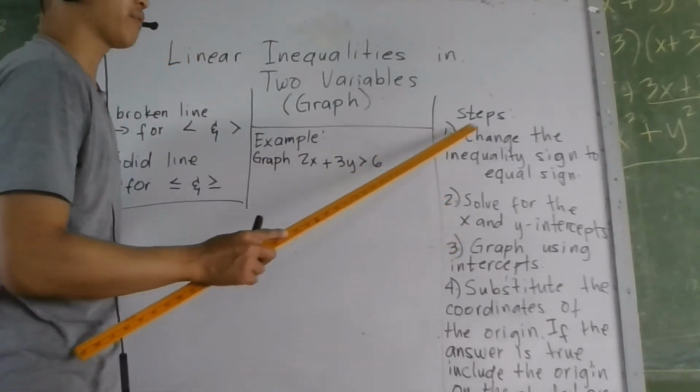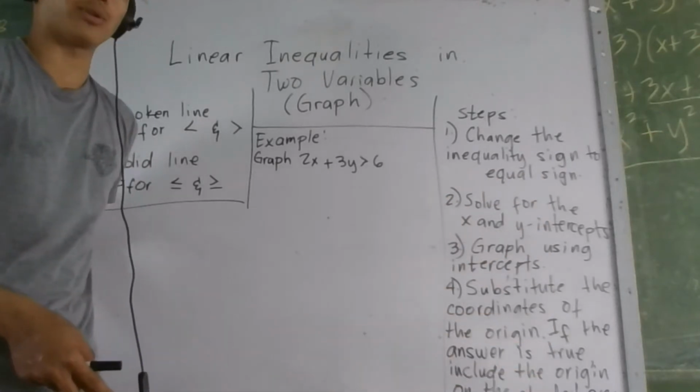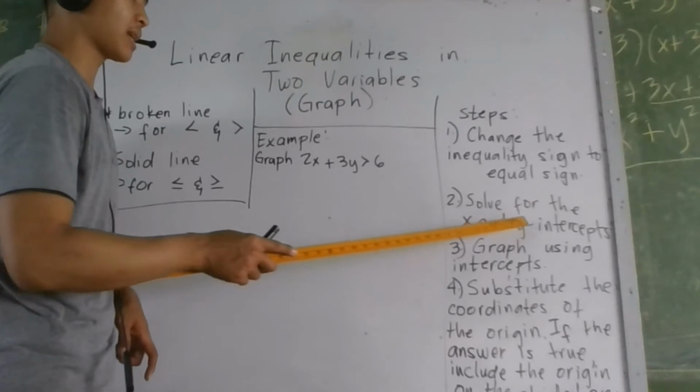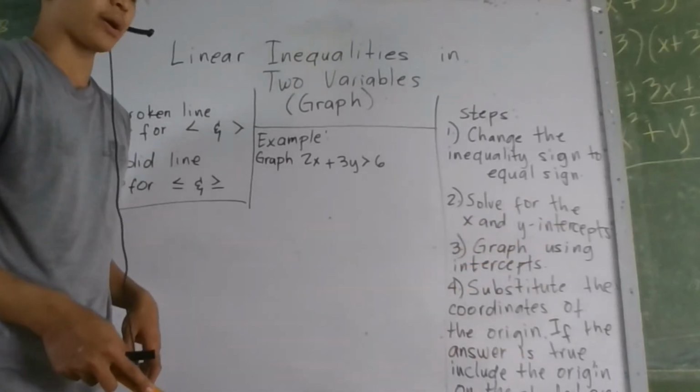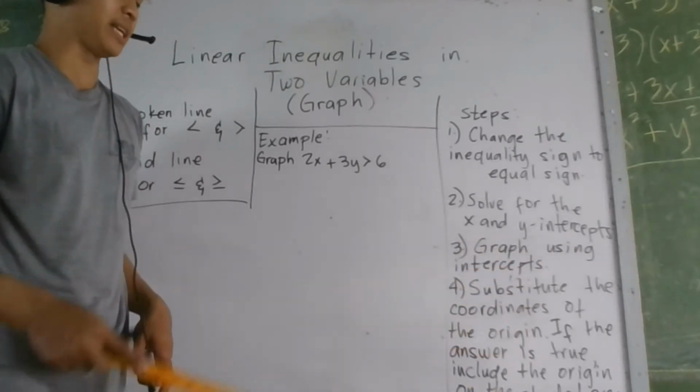So first is we have to change the inequality sign to equal sign. Students, take note of that one. That is the first step. Second is solve for the x and y intercepts. Okay? Next, third step is graph using the intercepts.